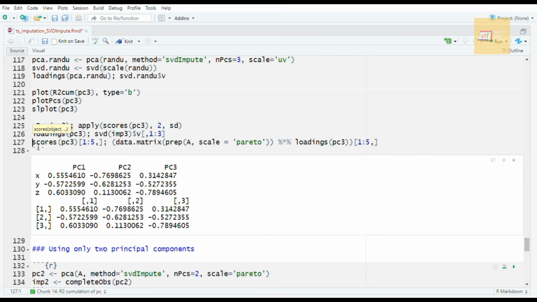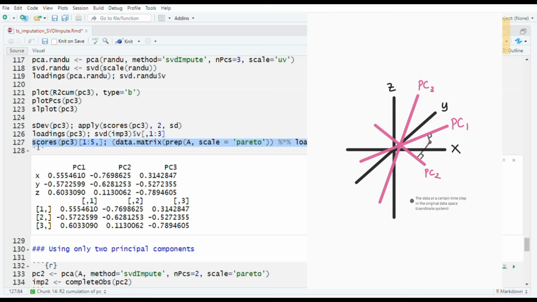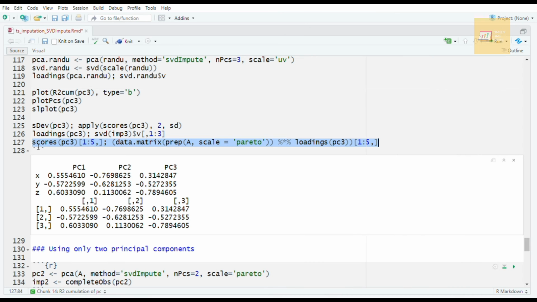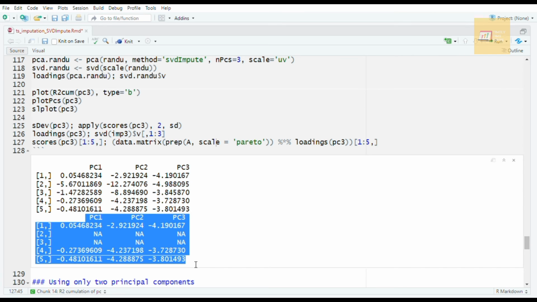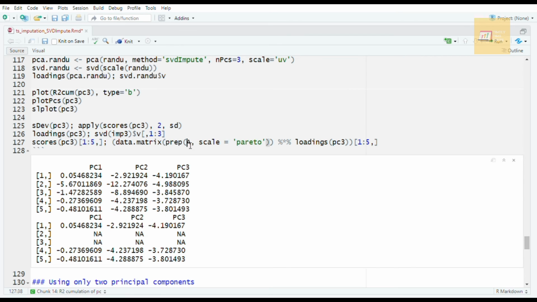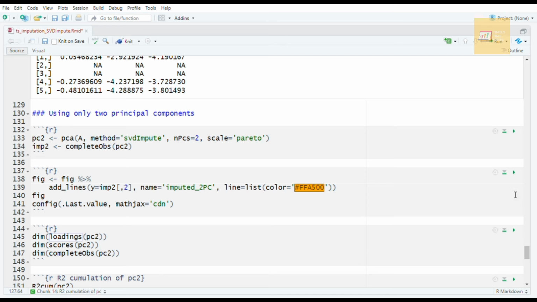Alright, now in line 127, I said earlier that if we project the data into our new coordinate system, we will get the scores, and here I want to prove that. So other than the NAs, we get the exact same result. The NA is only natural here, because we are multiplying the original matrix A with the loadings, so of course we get NAs. Okay, now let's move on.